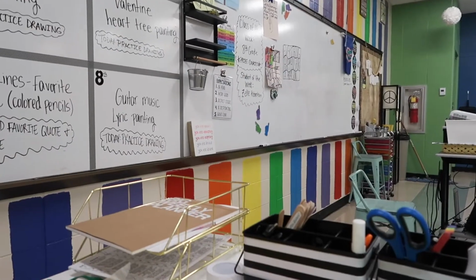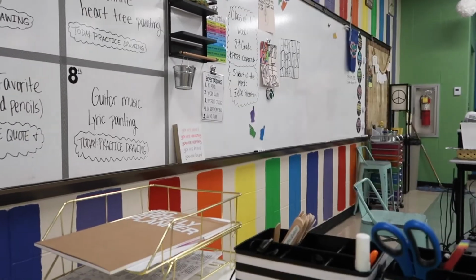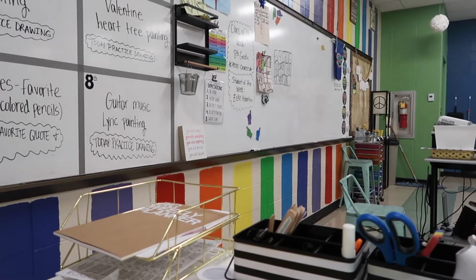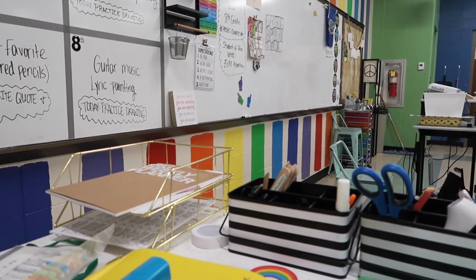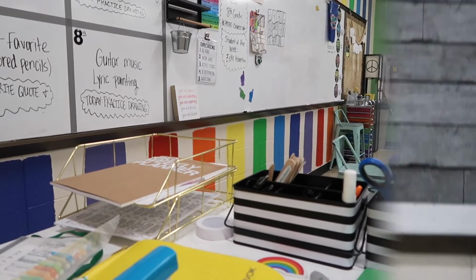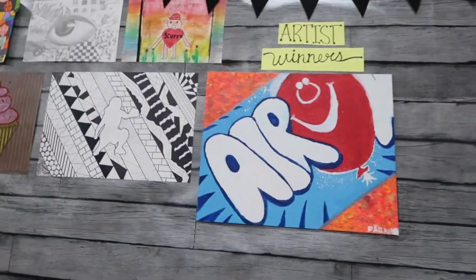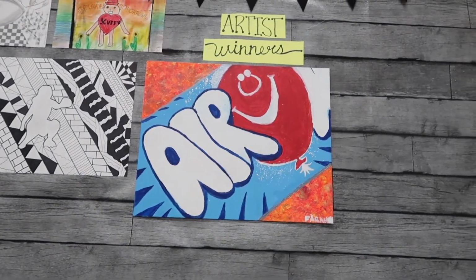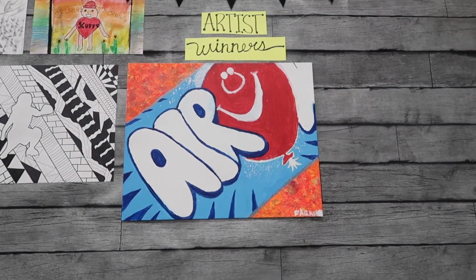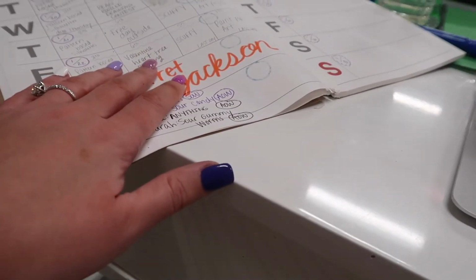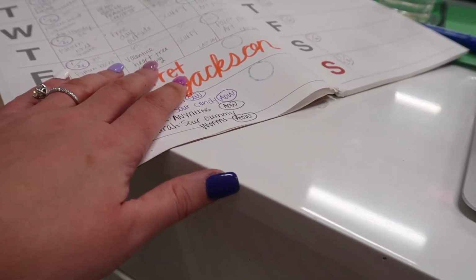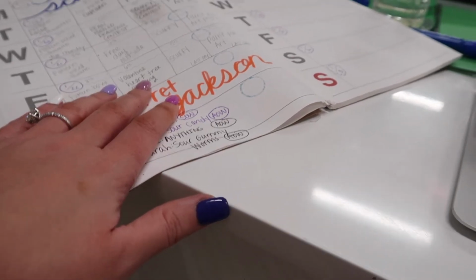Next thing on my to-do list was to post my student of the week, which I posted. I'm not going to zoom in because you'll be able to see his name, but I completed that. And yeah, moving on. Alright, next thing on my to-do list was to hang the artist winner for the 7th grade pop art. And it's this airhead. And then make a list of things that I need for the artist winners and for the student of the week. So I did that.